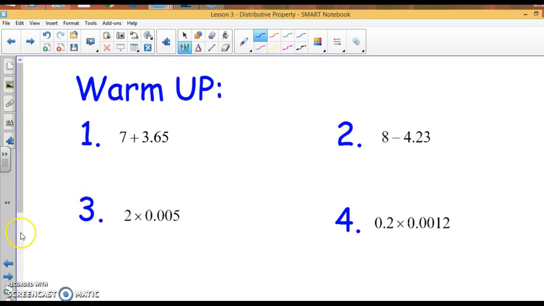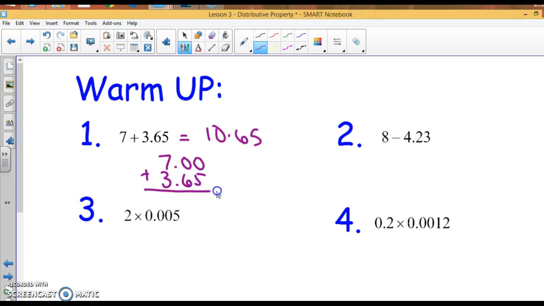When you are adding decimals, you need to remember to line up the decimal point. This one probably is mental math: 7 plus 3 and 6,500 is 10 and 6,500. However, if you were to do this by hand, you would line the decimal point up and add. Bring the decimal straight down: 10 and 6,500.